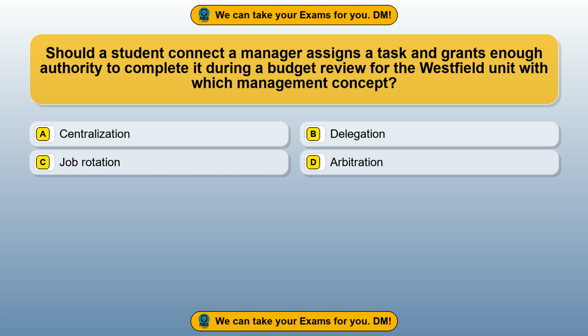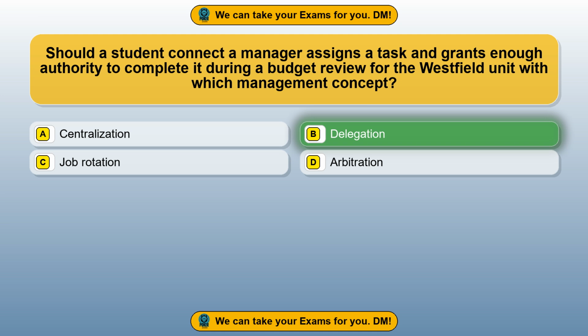Question 19. Should a student connect a manager assigns a task and grants enough authority to complete it during a budget review for the Westfield unit with which management concept? Option A, centralization. Option B, delegation. Option C, job rotation. Option D, arbitration. The correct answer is option B, delegation.